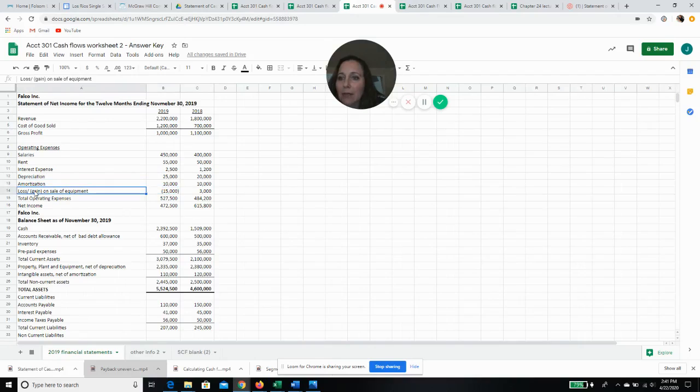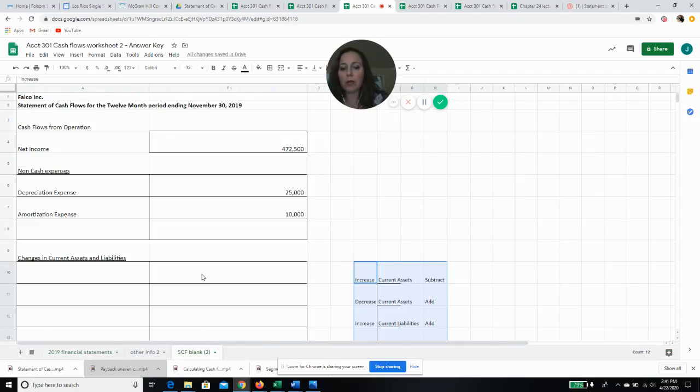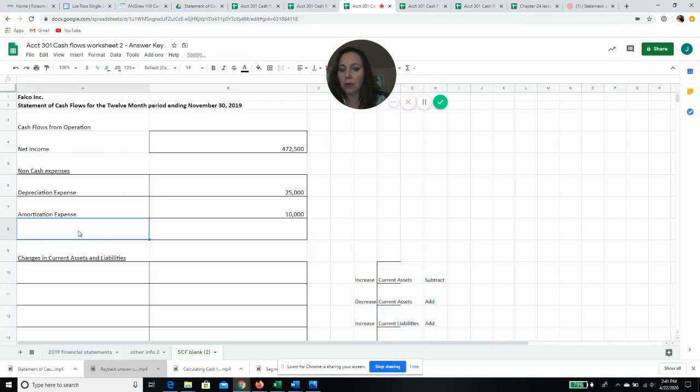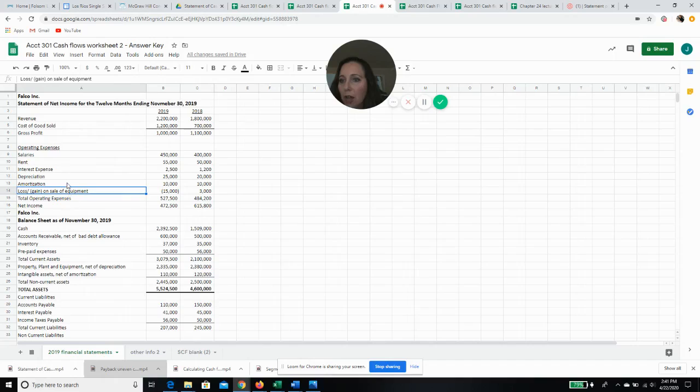All right, now we have a gain on the sale of equipment. We know it's a gain because it's a negative number, which means it's a negative expense, basically. And that's 15,000. So I'm going to go over here, gain on sale, and I'm going to subtract the 15,000. Remember, we add a loss and we subtract a gain because the gain increased net income, but it was non-cash. So we need to subtract it from net income. All right. That appears to be all of our non-cash expenses.